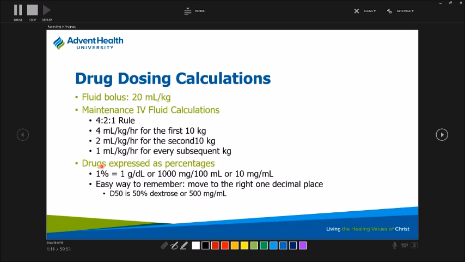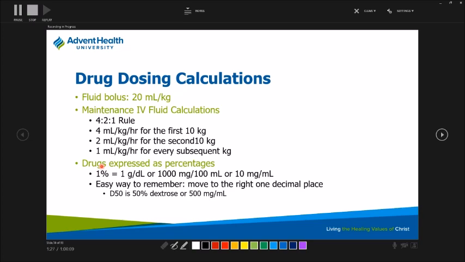Because when you're doing your dosing, you want to know the concentration you're dealing with. So remember the rule. You take the percentage, you move the decimal place 1 over to the right, and that will give you your concentration in milligrams per ml. So a 1% solution of lidocaine turns into how many milligrams per ml? 10, right? You move the decimal place 1 over to the right.